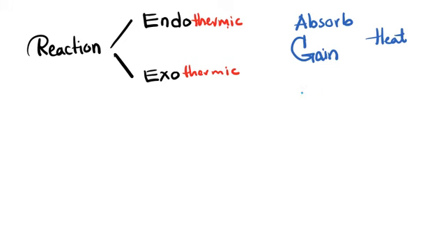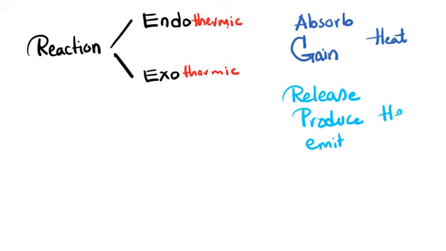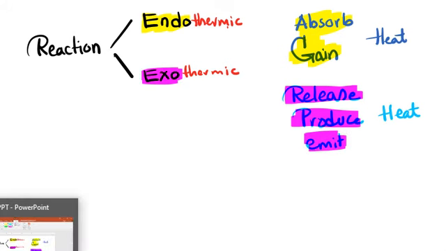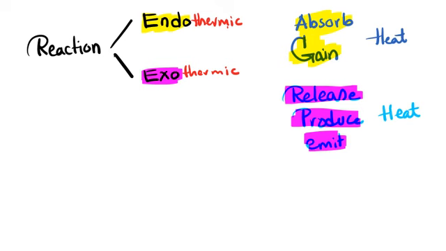And for exothermic reactions, we call it that if the reaction releases heat, produces heat, or emits heat. So at that time, we call that exothermic reaction. Please remember this terminology. Absorbing heat or gaining heat leads us to endothermic reaction. And if we have releasing heat, producing heat, and emitting heat, it means we are going to talk about exothermic reaction.